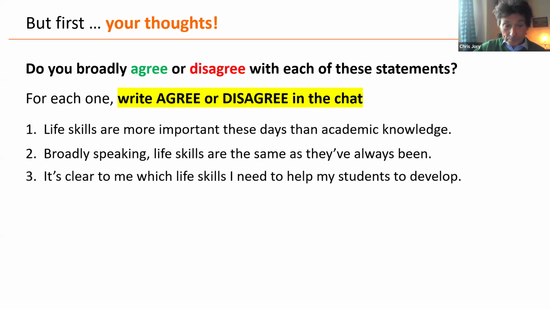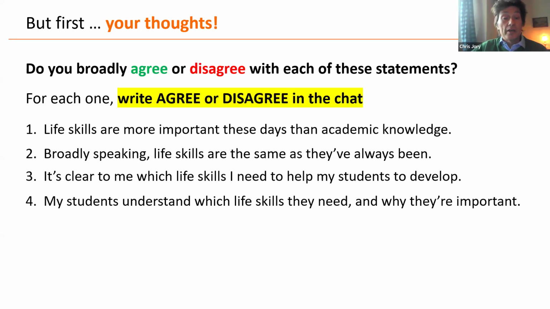The next statement, it's clear to me as a teacher which life skills I need to help my students to develop. So it's clear to me which life skills I need to support my students. Again, if you can type either agree or disagree there. Generally there's agreement there, I think, with a few disagreeing. So a bit of a mixture here. Some of you clearer than others, maybe, in terms of which life skills I need to help my students with. Moving on to the next statement.